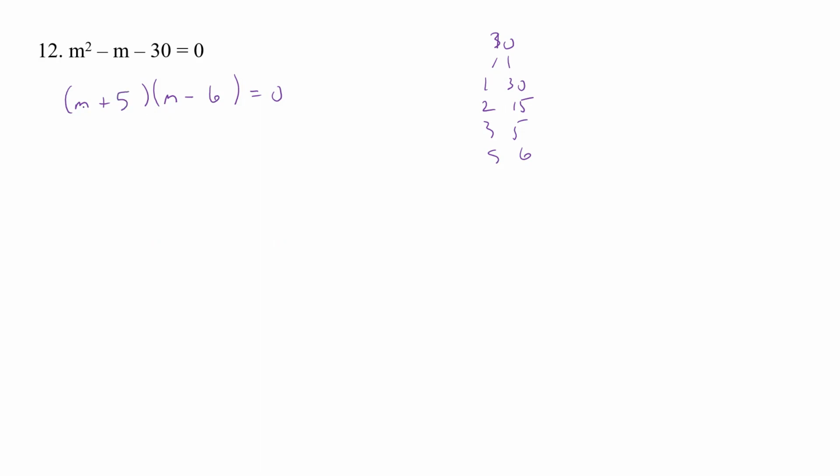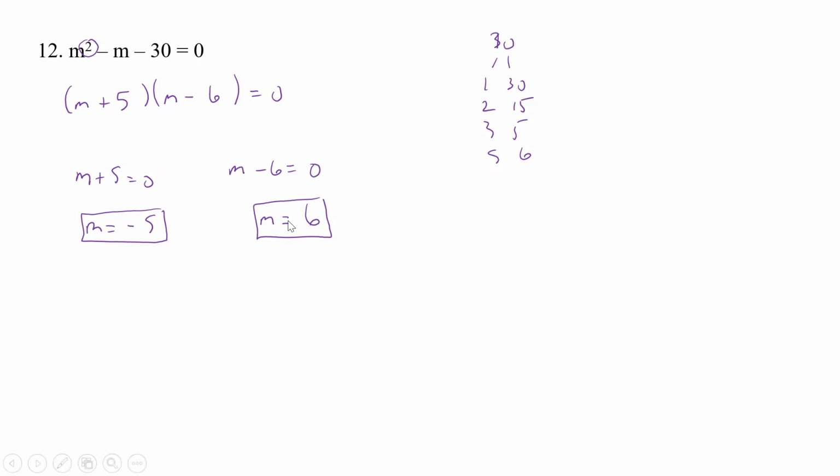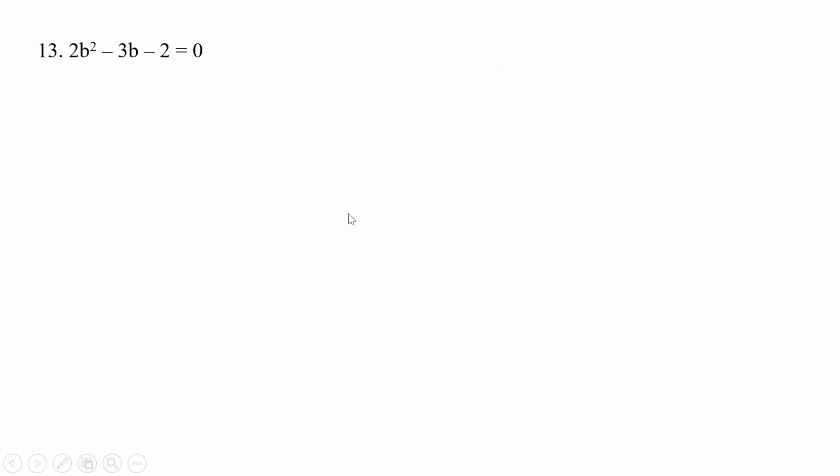Now we have our two factors, because that's going to be m squared, then minus 6 plus 5 is minus 1, minus 30. So m plus 5 equals 0, and m minus 6 equals 0. If we take our 5 over, we get m equals negative 5. If we take our 6 over, we get m equals 6. So again, two solutions, which is what we expect because we have a squared term here. And no restrictions, so both solutions will work.